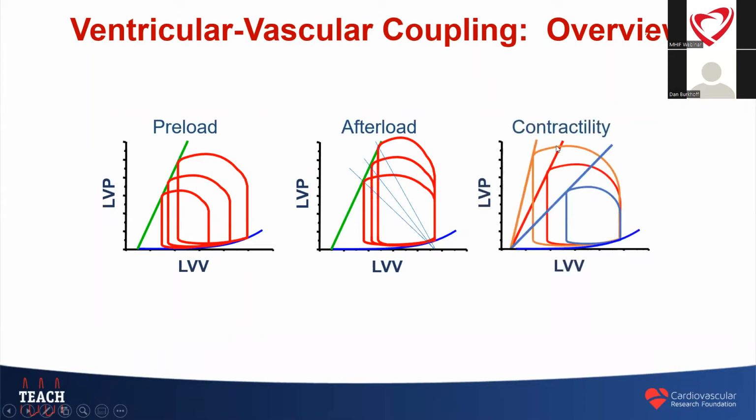When contractility changes, the slope of the end systolic pressure volume relationship will change. And so going to a decrease in contractility, you see that there will be a decrease in pressure generation and a decrease in stroke volume, whereas when you increase contractility, you'll have an increase in pressure generation and an increase in stroke volume.